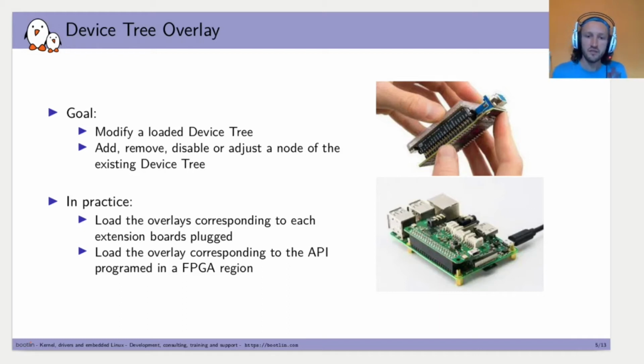And the second point where the device tree overlay is interesting is when you are using an FPGA. In the device tree overlay you can describe what IPs are programmed in the FPGA region. So you can have one overlay for each IP of the FPGA.